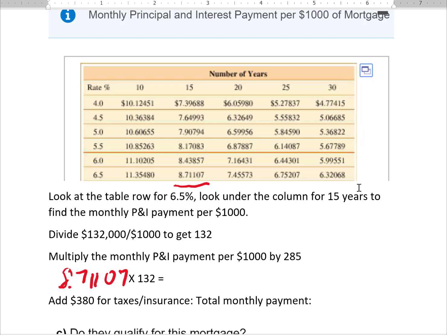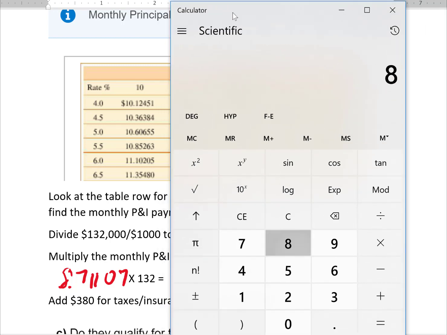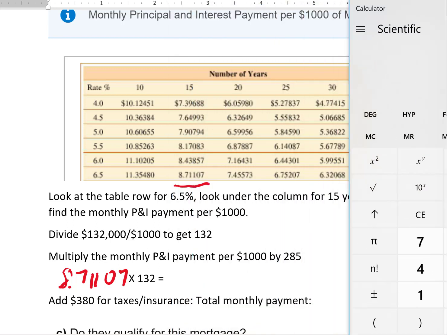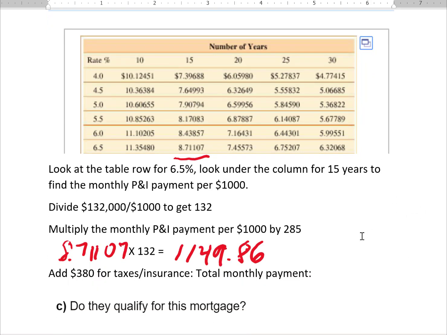So in order to get the monthly mortgage payment, I'm going to take that multiplier from the table, that 8.71107, and multiply it by 132. And so I get a monthly mortgage payment of $1,149.86. Now I still have to add in the $380 for taxes and insurance.